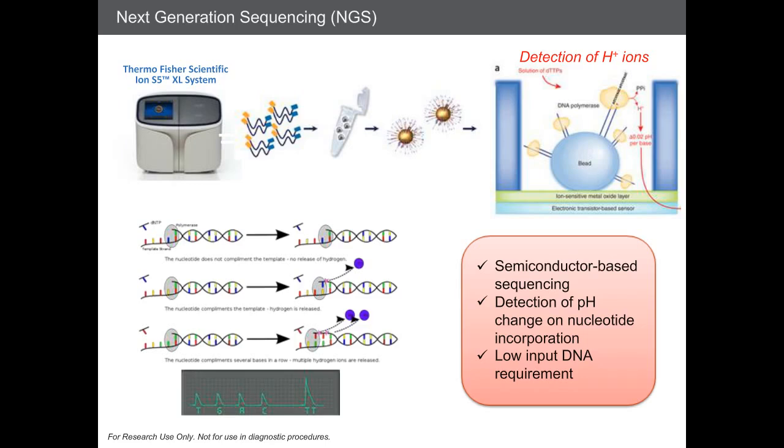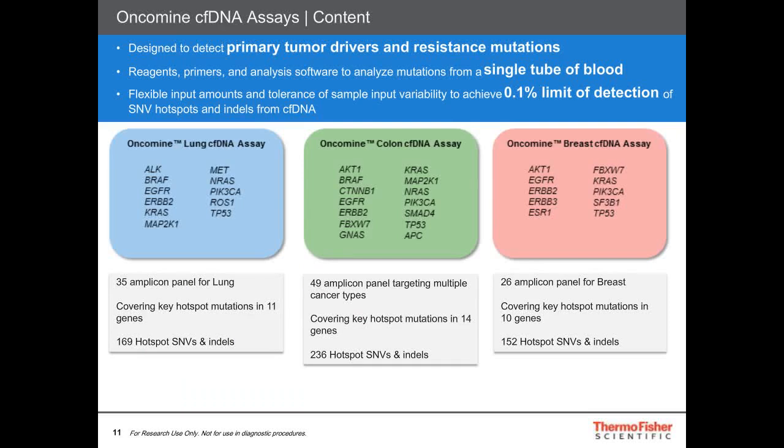So I'll give a couple overview slides then just of the Thermo Fisher Oncomine cfDNA assays. There are currently three of the assays: the one that we use, the Oncomine Lung cfDNA assay, and also two additional assays, the colon cfDNA assay and breast cfDNA assay. So I'll be speaking about the lung cfDNA assay.